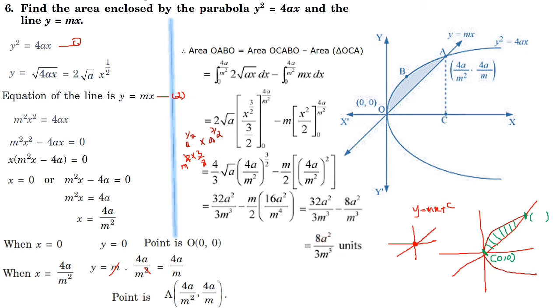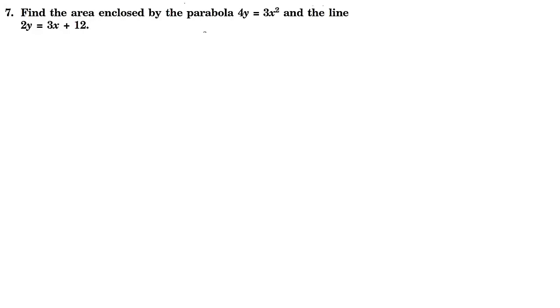Once again, in these two, there is 3m cube we can take as LCM. Then here the denominator is the same as the common denominator, so nothing to do. 32a square as it is we can consider. Then here the denominator is only m cube, but our common denominator is 3m cube, means we need to multiply 3 with this one. So 8 into 3 is 24a square. So 32 minus 24 is 8a square. So 8a square by 3m cube units. That is the answer. Next we shall discuss question number 7.